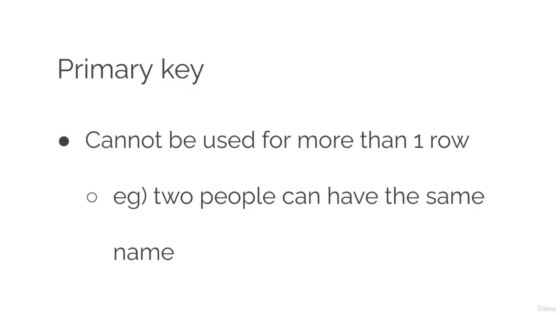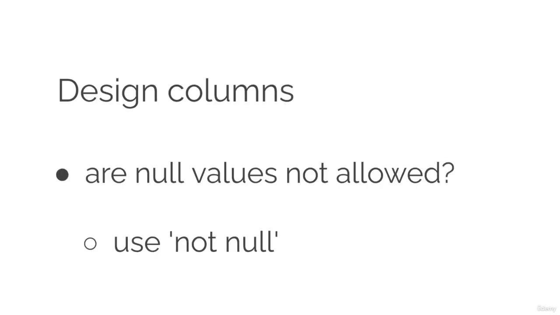A primary key cannot be used for more than one row, because if two students have the same primary key, then how will you be able to access the specific student you want? For example, two people can have the same name, so you don't want to use a name as the primary key. Because if someone is named John Doe and someone else is named John Doe, how are you going to find the correct John Doe? So that's why you use a generated value in that case for the key.